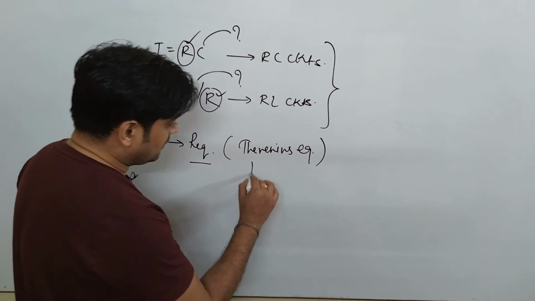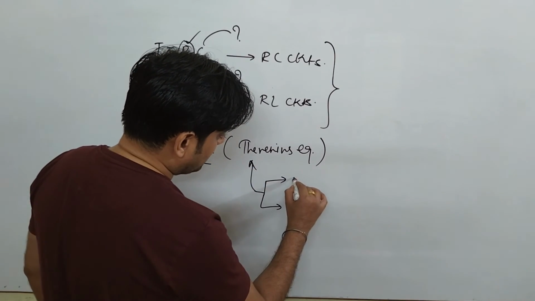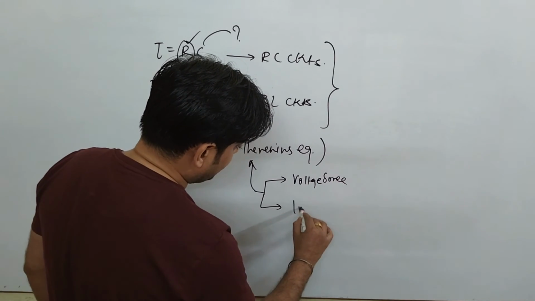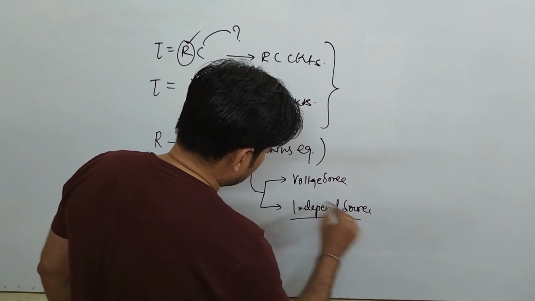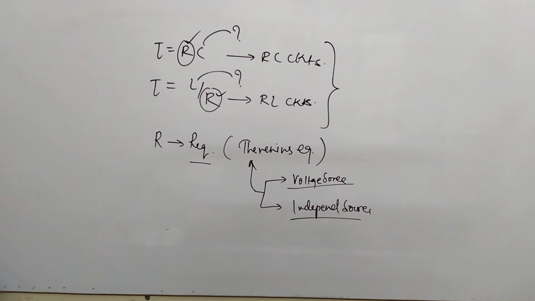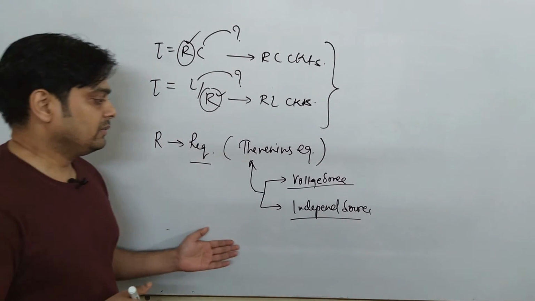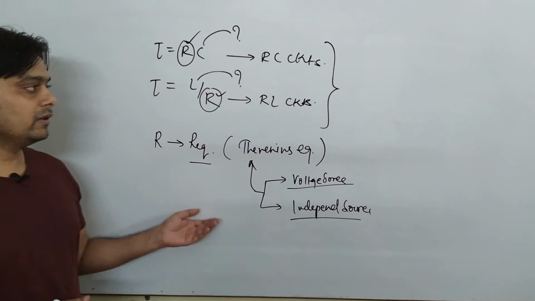And while finding the Thevenin's equivalent, whatever concept we have seen in case of voltage source and independent source, the same concept is applicable. Okay, so in problem solving sessions we will try to understand more how it is applicable and how one can get the answers in the easiest manner. So my friends, this is all about the initial conditions concept for RL and RC circuit. In my next video we will start with the problem solving sessions. Please stay with me for the rest of the videos.